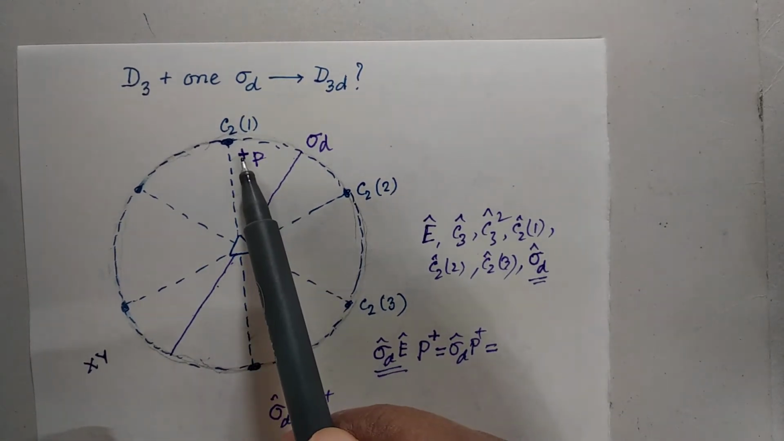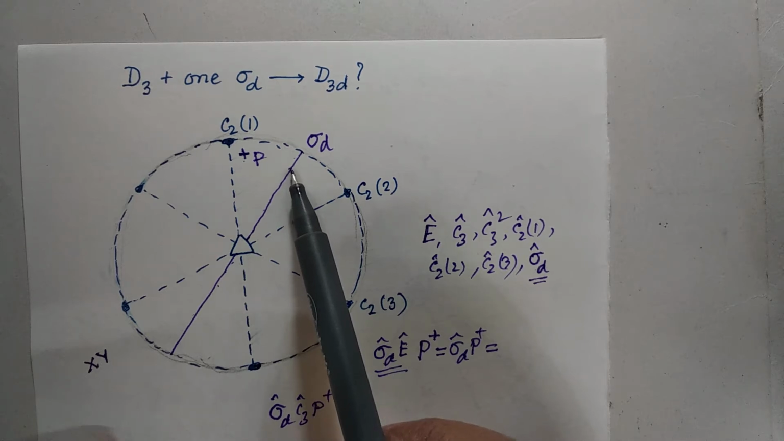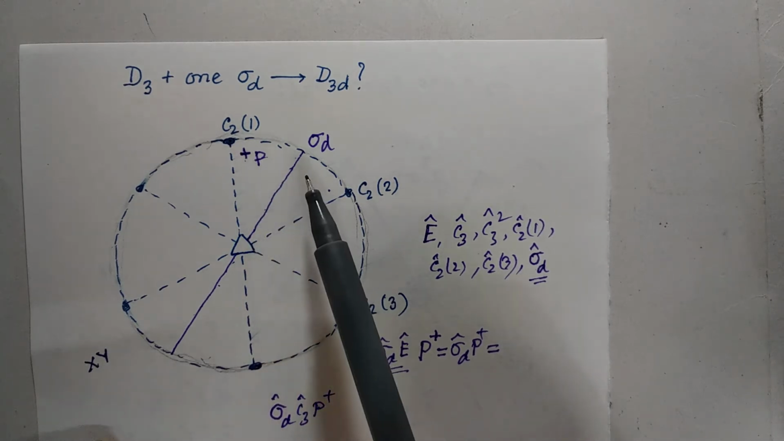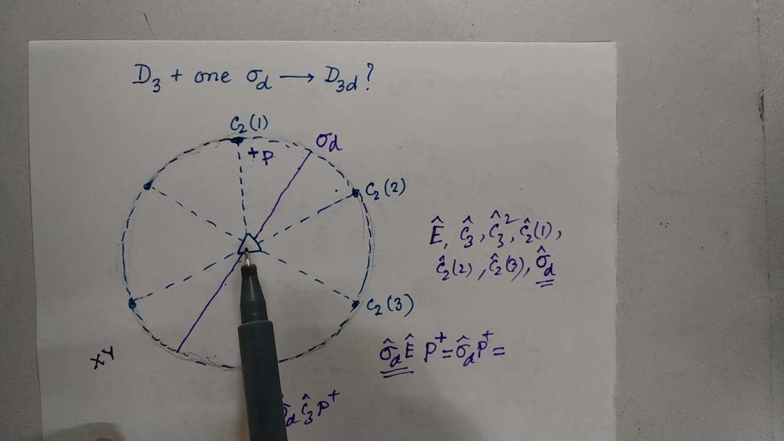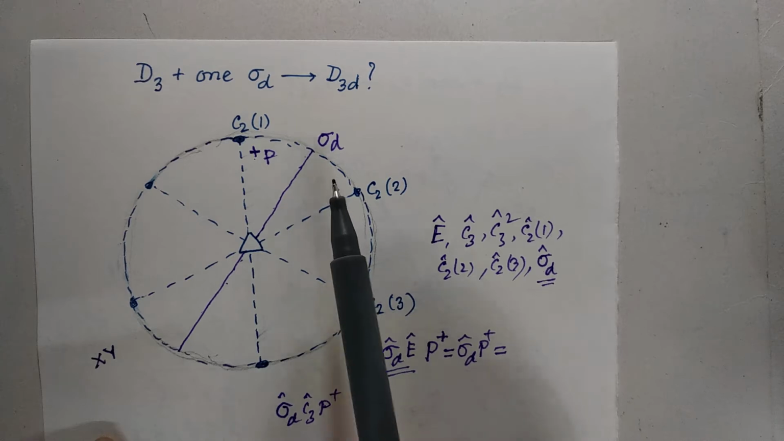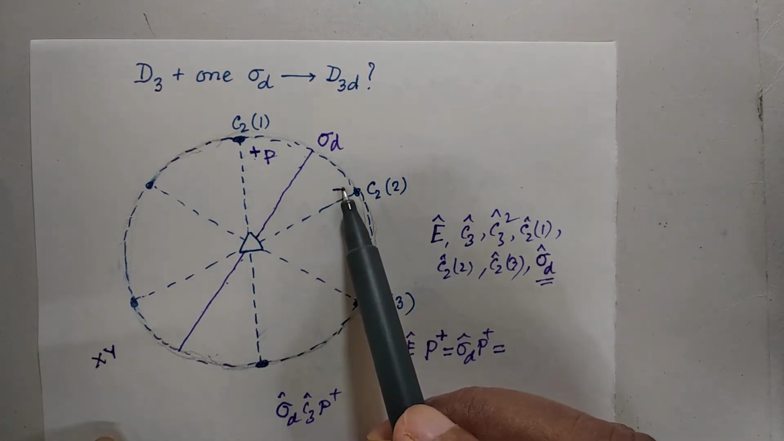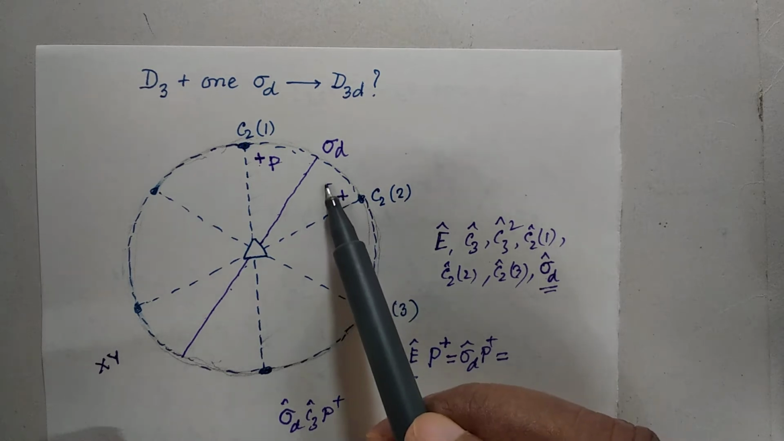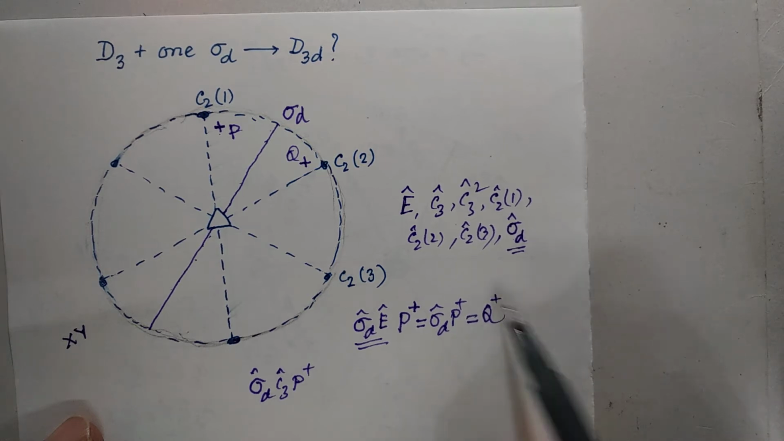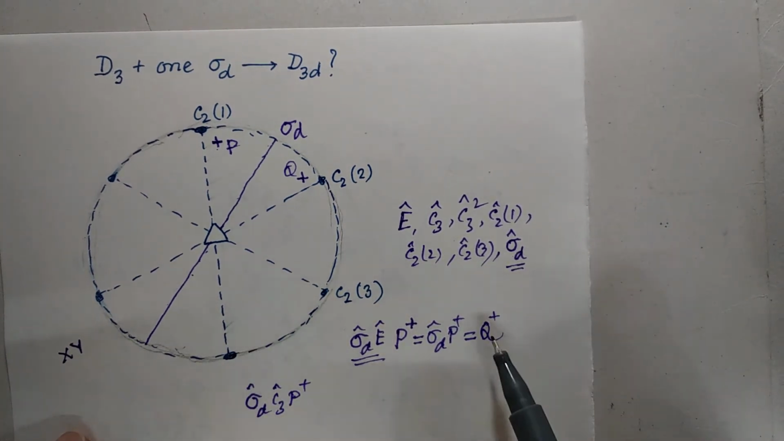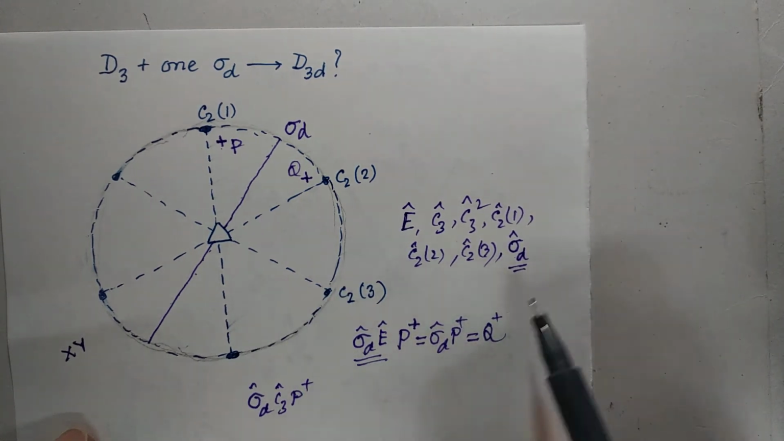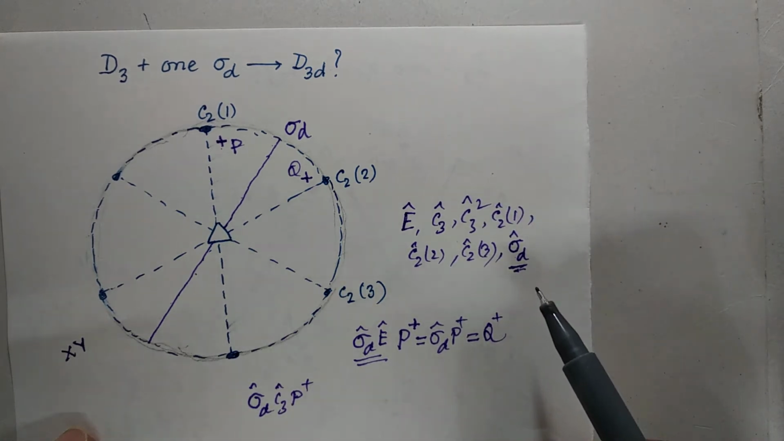P plus, when reflected on sigma D, will come somewhere here. The point was above the plane of the paper. After reflection, because the sigma D plane is a vertical plane, it contains the C3 axis, therefore the point above the plane of the paper will remain above the plane of the paper. Its projection will come here. Let us call it Q. Then sigma D on P plus is Q plus. This is a new point, and therefore this is also a new operation in the newly generated point group.